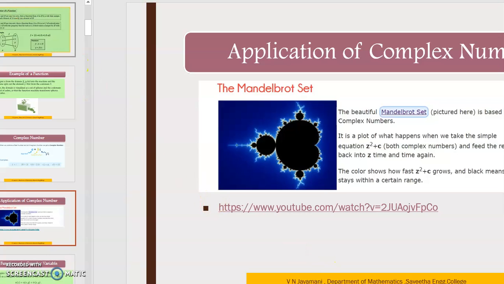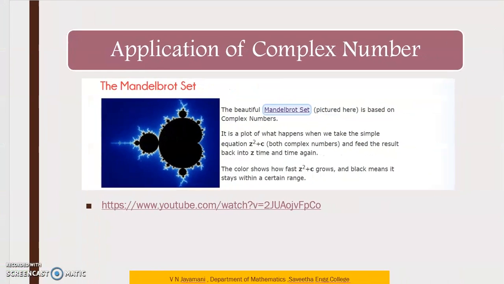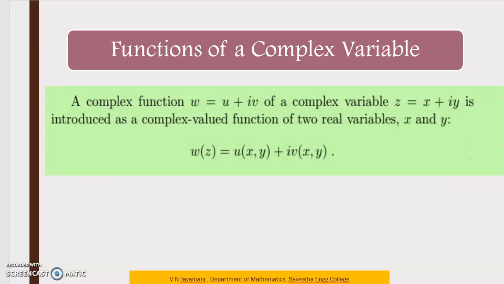Hope you all understand the application of the complex number, where the complex number is applied. So now we are going to the next one, functions of a complex variable. A complex function w is equal to u plus iv.